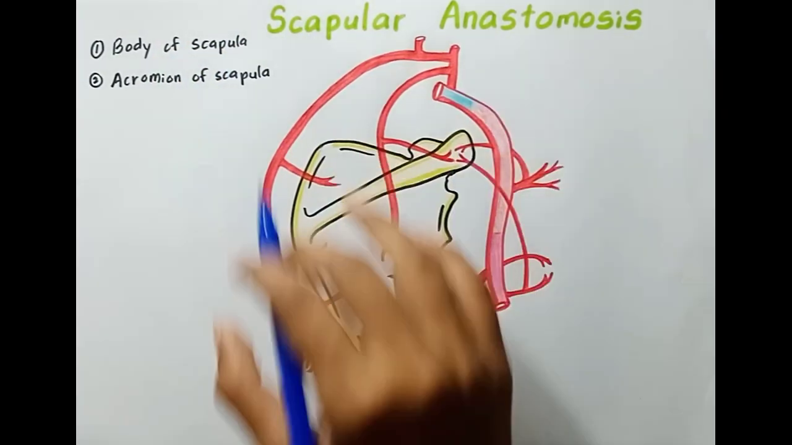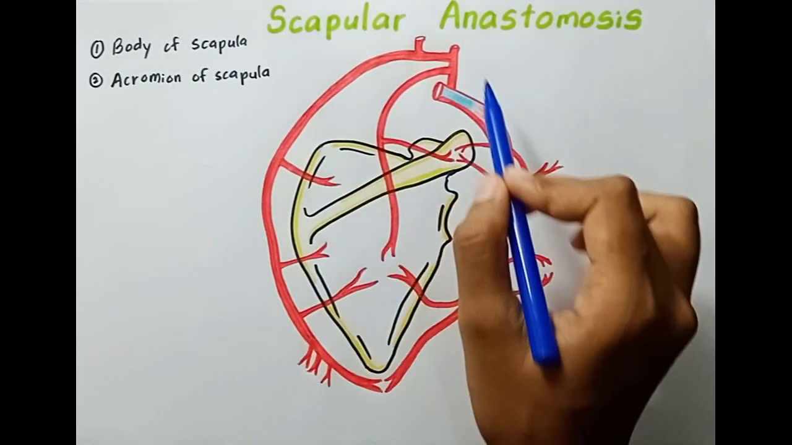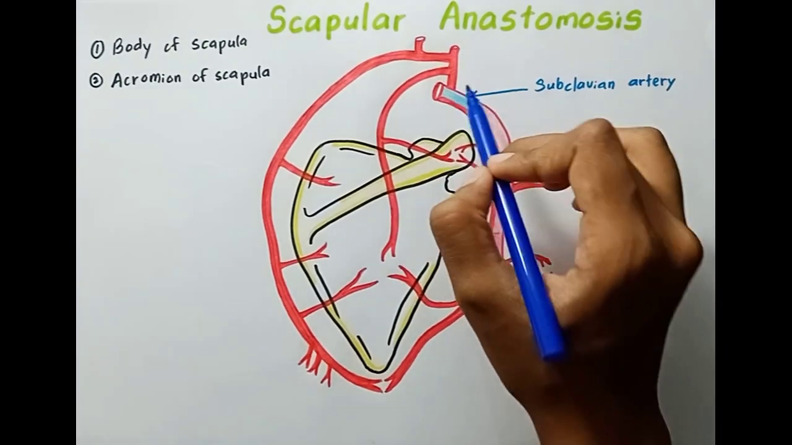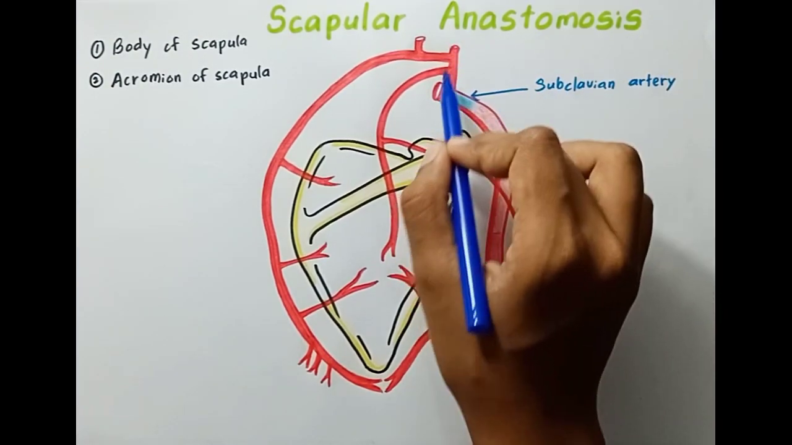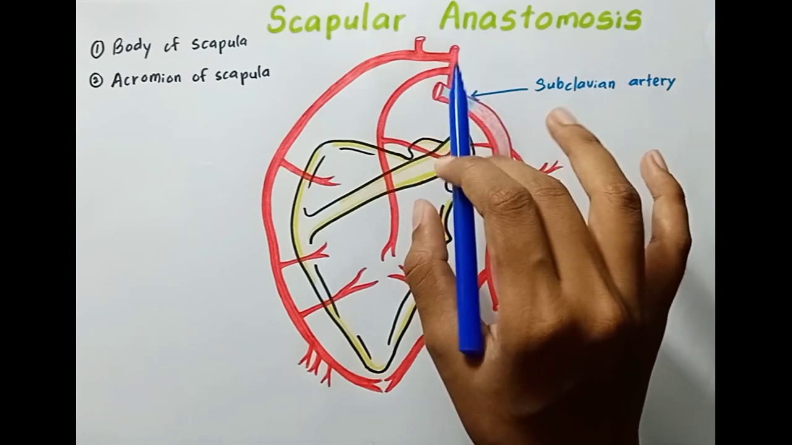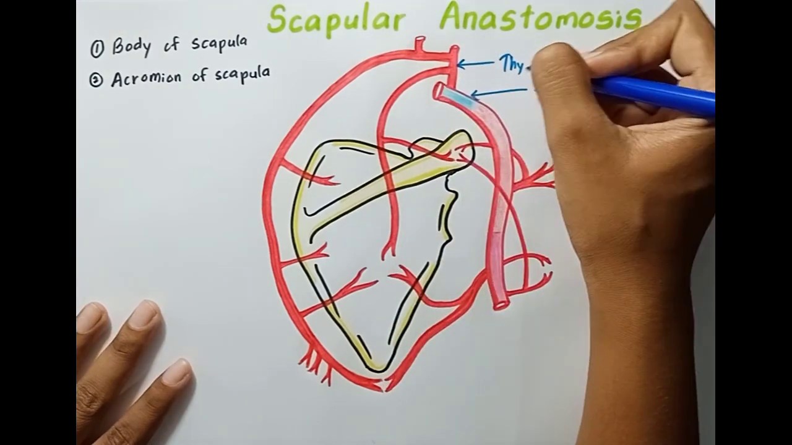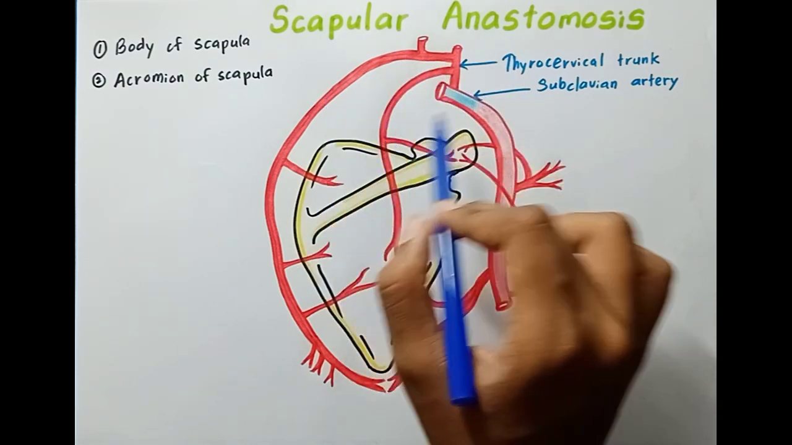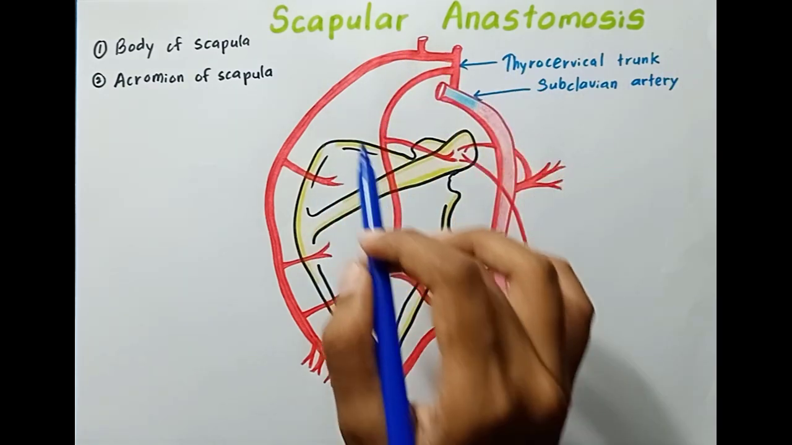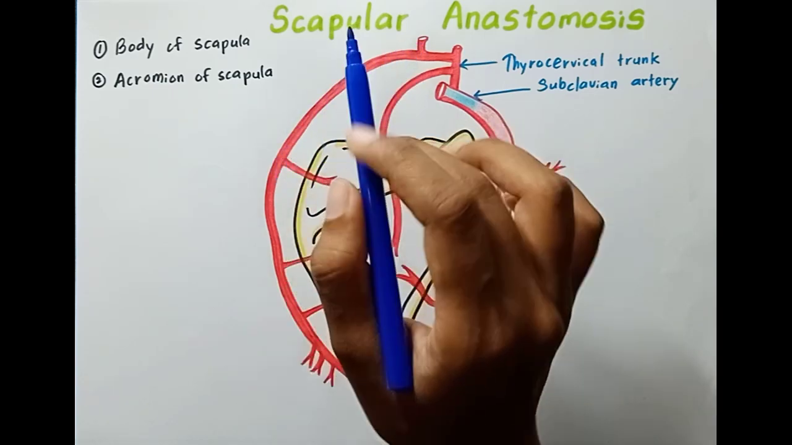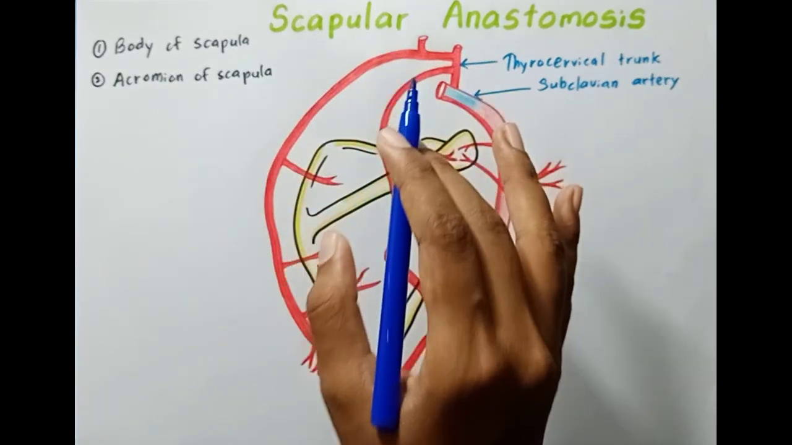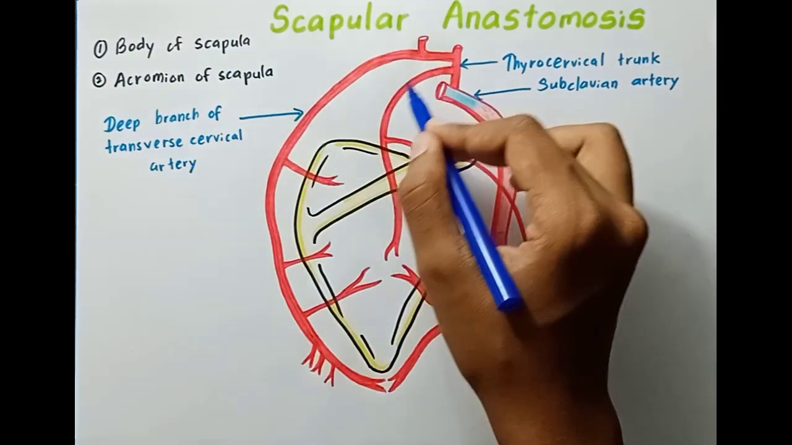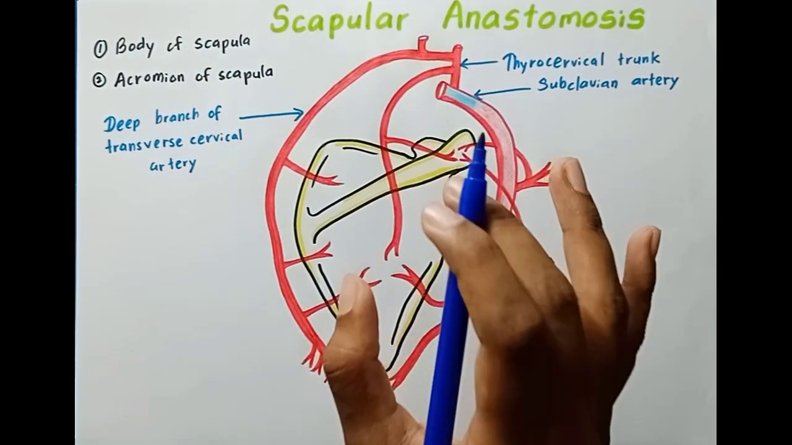First, I will name the parts of this diagram. So here you can see the first part of subclavian artery. And this is the branch arise from this subclavian artery. It is known as thyrocervical trunk. And here you can see two branches arise from this thyrocervical trunk. So this one is known as deep branch of transverse cervical artery. And this one is suprascapular artery.